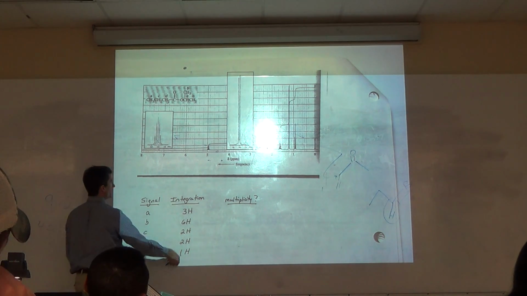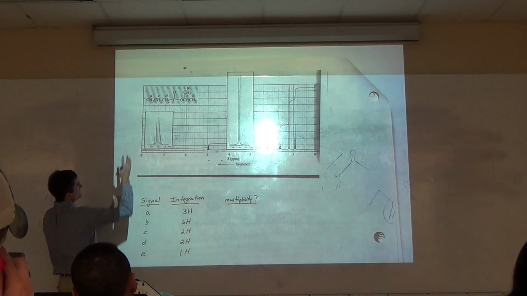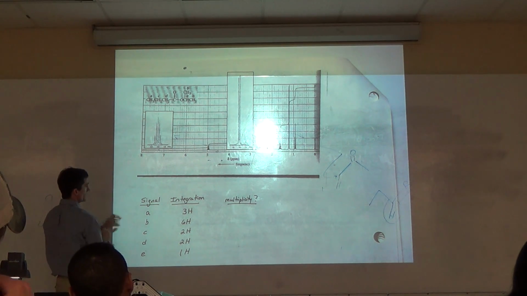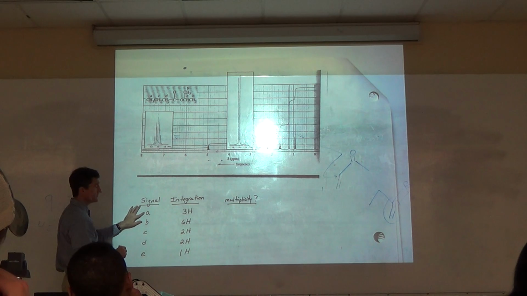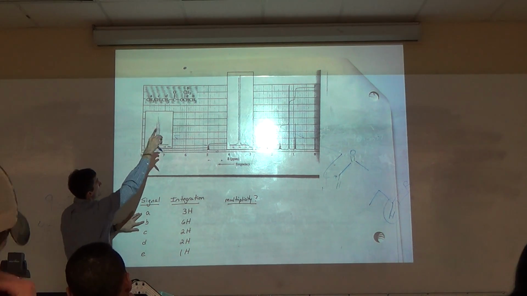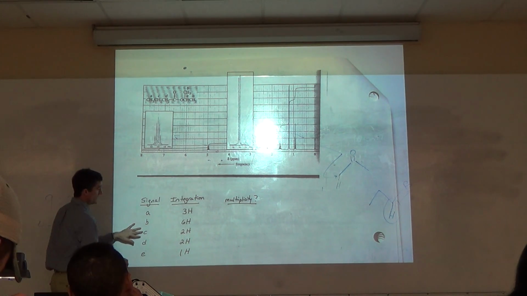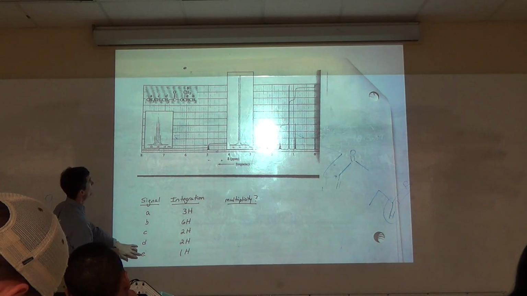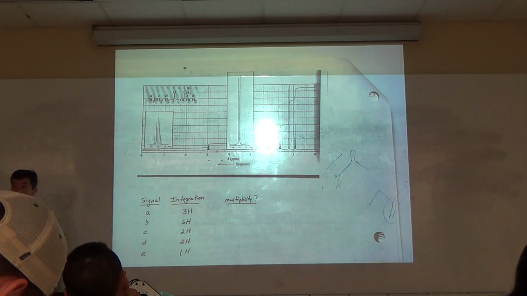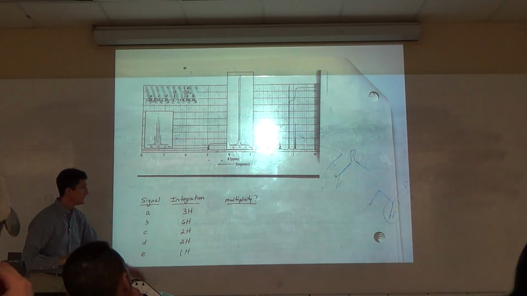Okay, in terms of your integration, based on structure, how many A hydrogens are there? 3, so you expect to integrate for 3. How many B? 6. B's over there, 6. How many C? D? And E? Just 1. So that's your integration.